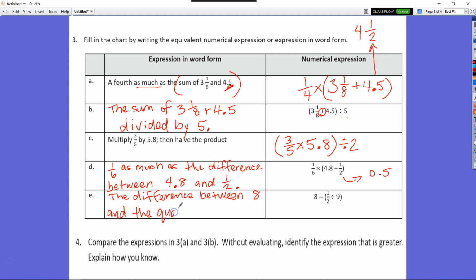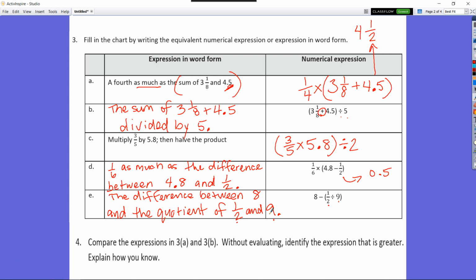the quotient of 1/2 and 9. So the quotient is the answer to a division problem, and we know we have our dividend and our divisor. So that's how we have to make sure we write our 1/2 first and then our 9 second, because the quotient between 1/2 divided by 9. All right.